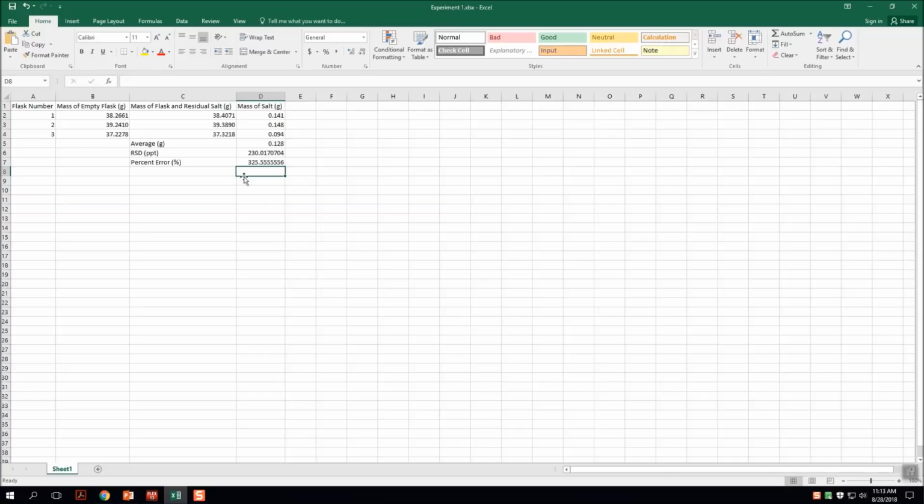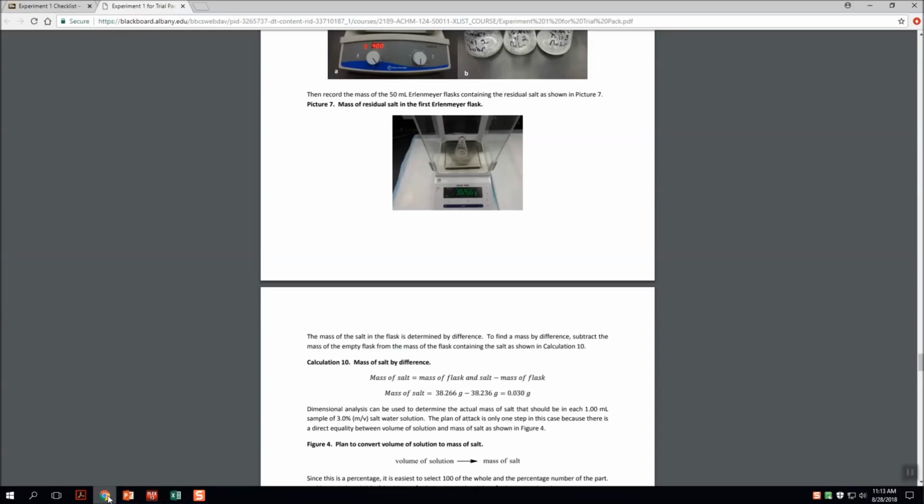Okay, so these, which again have a ridiculous number of significant figures, don't write this number of digits in your lab report, but on Excel it's fine. This gives us the average, the relative standard deviation, and the percentage error. Now I want to go back to the lab manual for 1 minute.